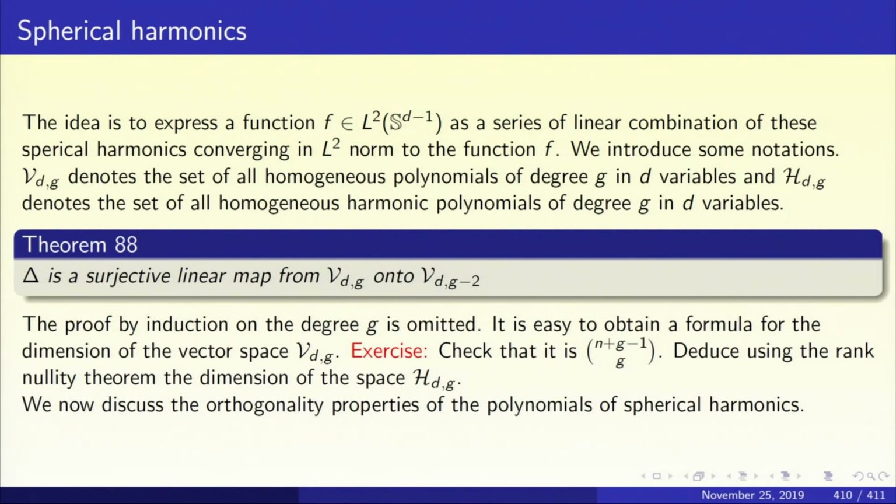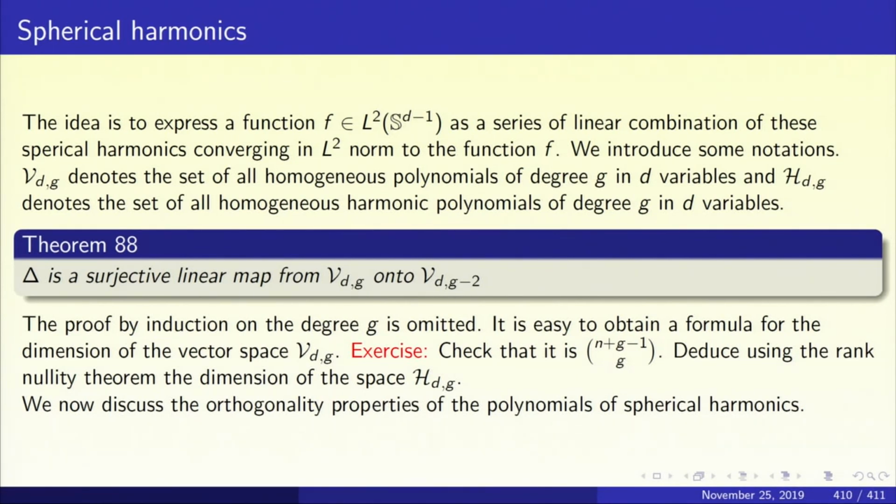The rank-nullity theorem will tell you that the dimension of H_d^g is the dimension of V_d^g minus the dimension of V_d^(g-2). The dimension of V_d^g is well known. It's an exercise that is displayed in the slide. It is (d+g-1 choose g). So we know the dimension of V_d^g, we know the dimension of V_d^(g-2), and so we know the dimension of H_d^g, the difference of these two numbers.